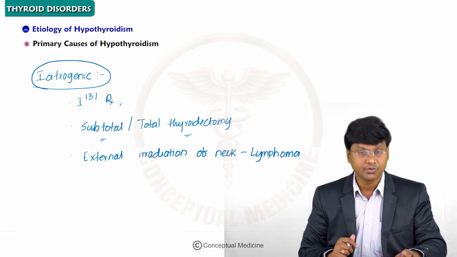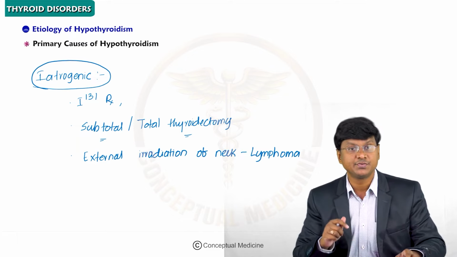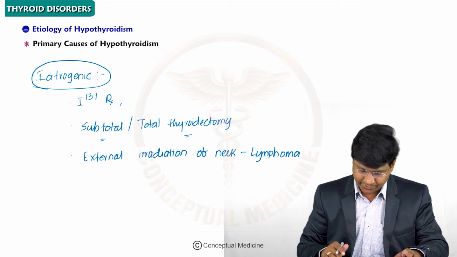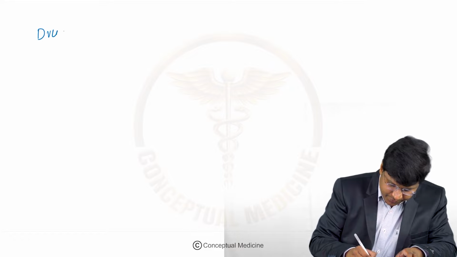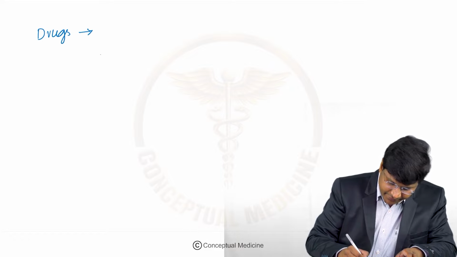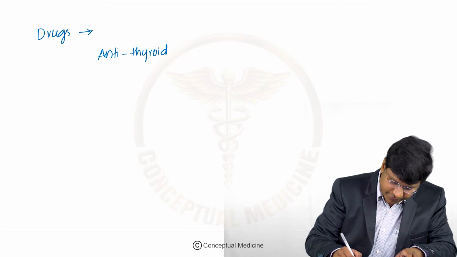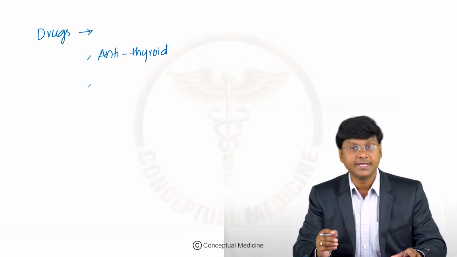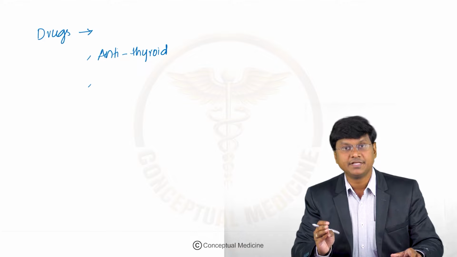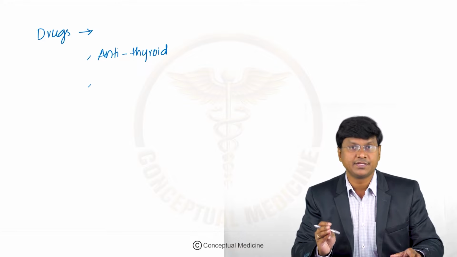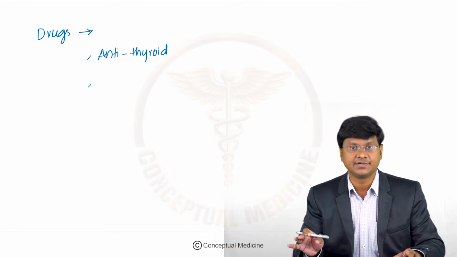Then, followed by these iatrogenic causes, next we have the drugs causing hypothyroidism. Now, let me tell you what are the drugs which will cause hypothyroidism. A very important group of drugs is the anti-thyroid group of drugs. So, what are these anti-thyroid drugs? They include thyroid peroxidase inhibitors. Examples: methimazole, carbimazole, and propylthiouracil. That is your anti-thyroid drugs.